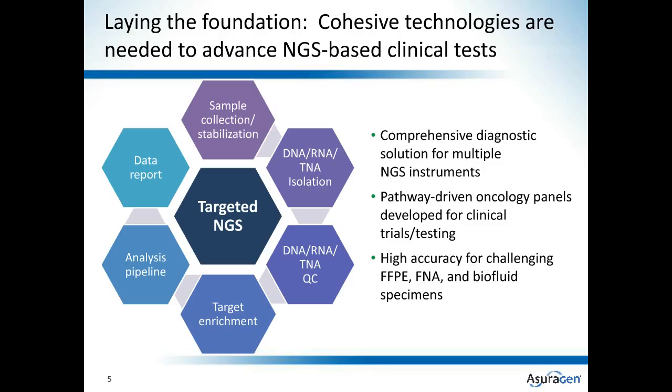For example, for sample stabilization, Asuragen has an FDA-cleared RNA retain reagent that stabilizes RNA in clinical specimens and can help protect that RNA for downstream assays like targeted RNAseq. For DNA, RNA, or even total nucleic acid isolation, Asuragen scientists have expertise that dates back to their Ambion heritage in developing technologies for biofluids, for FFPE, for fine needle aspiration samples, and those technologies have been significantly advanced over the past few years.